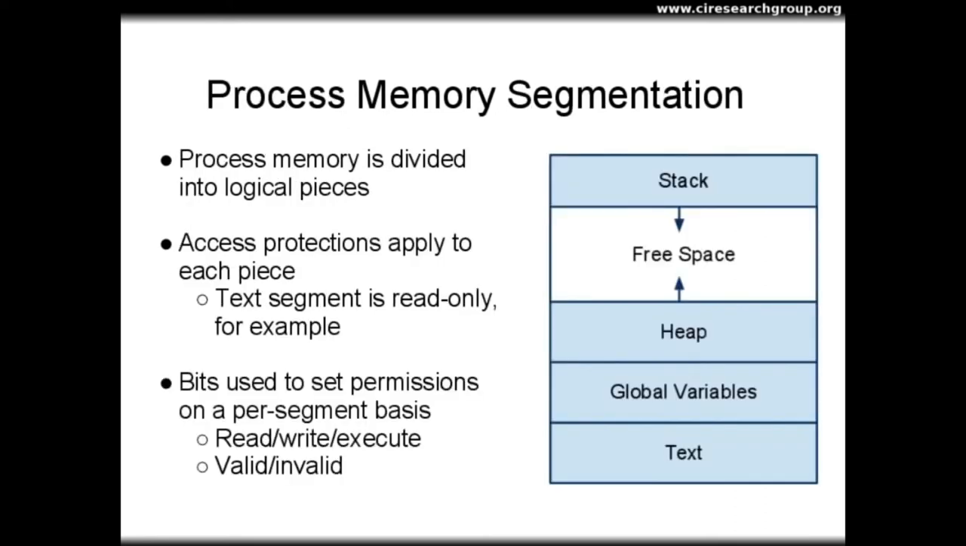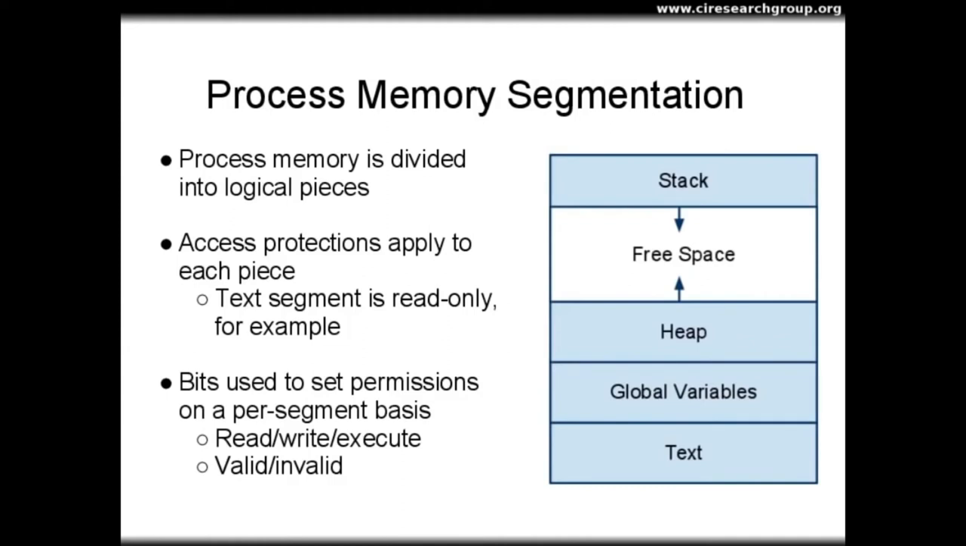On any system, process memory is divided into logical pieces or segments at compile time. These segments include the text segment, a region for global variables, a stack region for automatic variables, and a heap for dynamically allocated data structures. Access permissions apply to each segment. In particular, the text segment is set to be read-only.